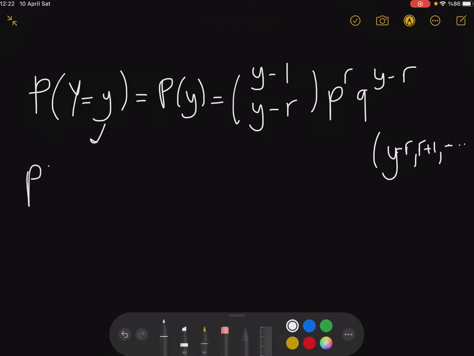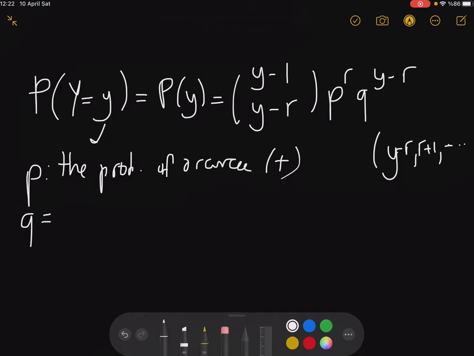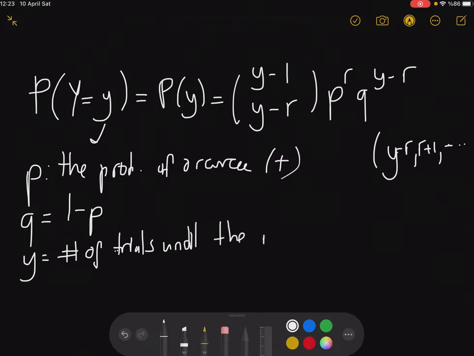So the P is the probability of occurrence of a plus, and your Q is its complement, 1 minus P. And what is Y here? It is the number of trials until the rth plus is observed. This is what we're dealing with.